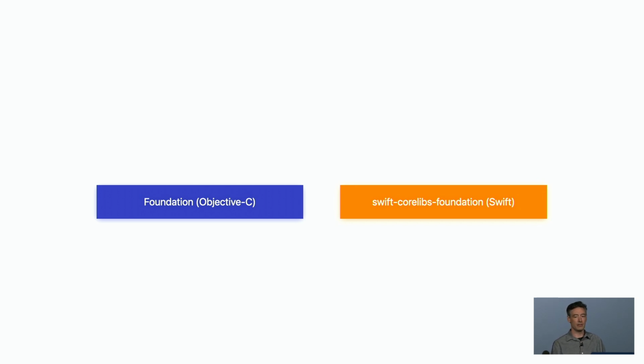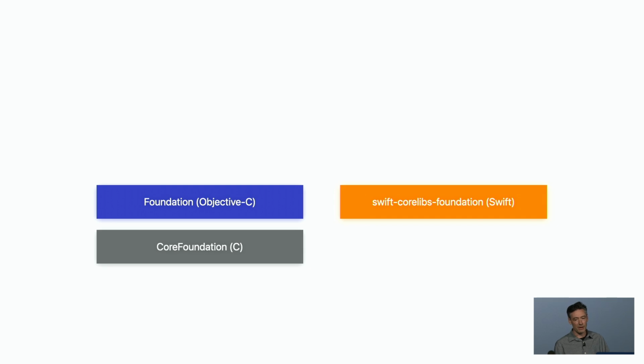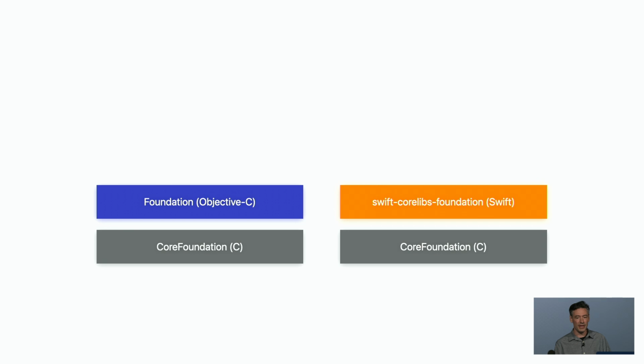Now, on Darwin, Foundation has a significant part of its implementation written in C, and that library is called Core Foundation. One of the great features of Swift is its ability to cleanly interoperate with C and Objective-C. And we're going to go into today how important this was, how this turned into the ability for us to meet our parity goals. Swift Core Libs Foundation took advantage of this to reuse Core Foundation's C code.